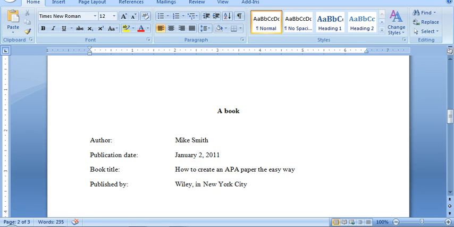Today we're going to take a quick look at how to create an APA reference for a book. Creating a reference for a book is probably the easiest of all the APA references, so let's take a look at how to put that baby together.